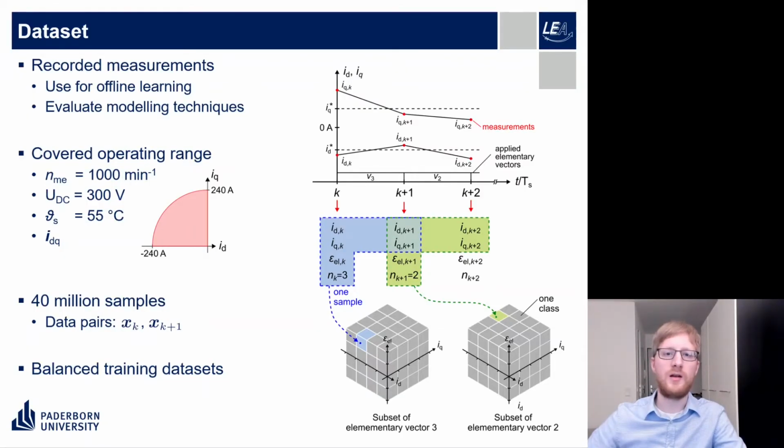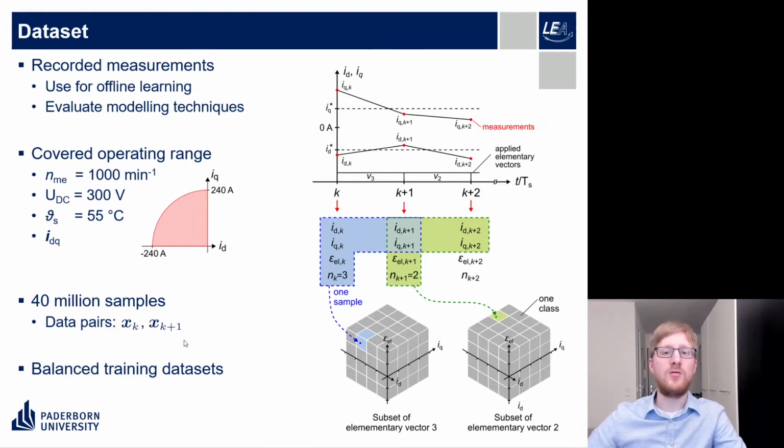To evaluate and to test different modeling approaches, we decided to record measurements into a dataset. The dataset covers the shown IDQ current range at a fixed mechanical speed, DC link voltage and temperature. It consists of about 40 million samples, where each sample is a data pair with measurements at k plus 1 and the information about the vector used between these two time points.